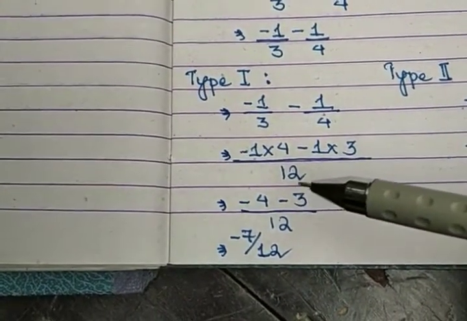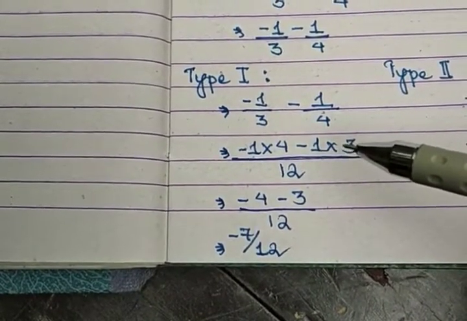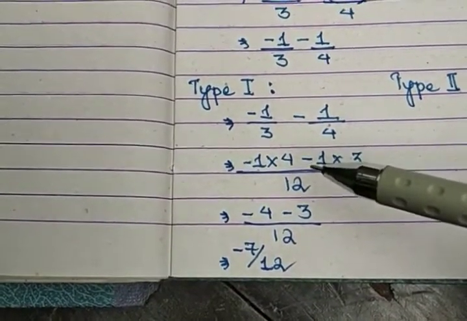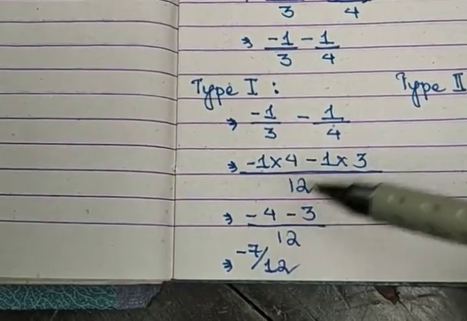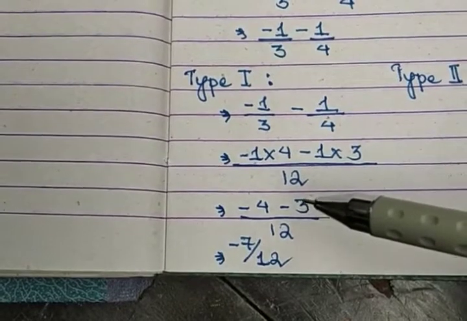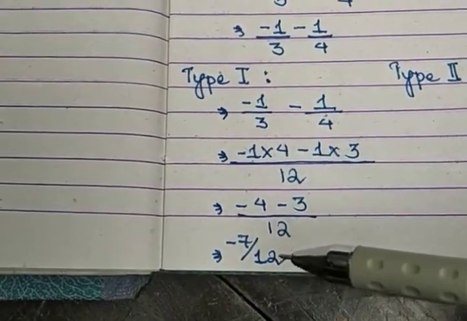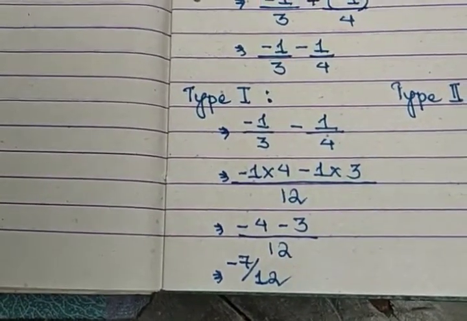So, as we know, we need to multiply the numbers first, because multiplication comes first, then subtraction in the BODMAS rule. So it is minus 1 into 4, which is minus 4, and minus 1 into 3, which is minus 3. Now, in the numerators, same signs are added and the sign remains the same, so we have minus 7 divided by 12 as our answer. It's already in the simplest form.